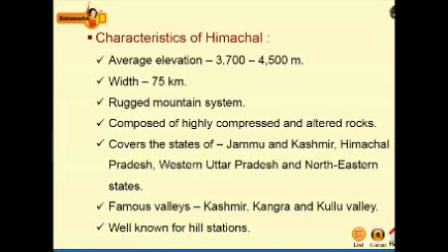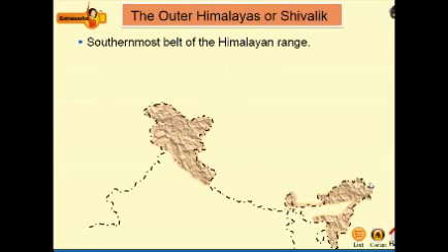It is a rugged mountain system composed of highly compressed and altered rocks, and it covers the states of Jammu and Kashmir, Himachal Pradesh, western Uttar Pradesh, and the northeastern states. The famous valleys are Kashmir, Kangra, and Kullu Valley. It is well known for hill stations.